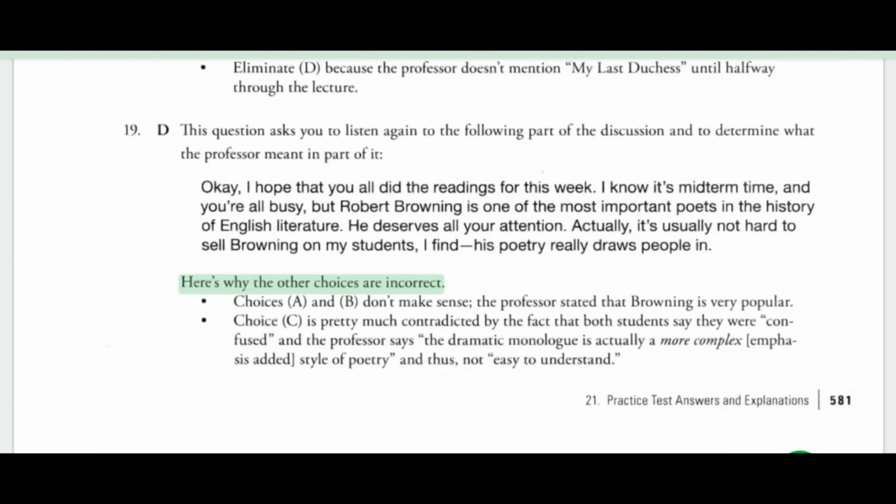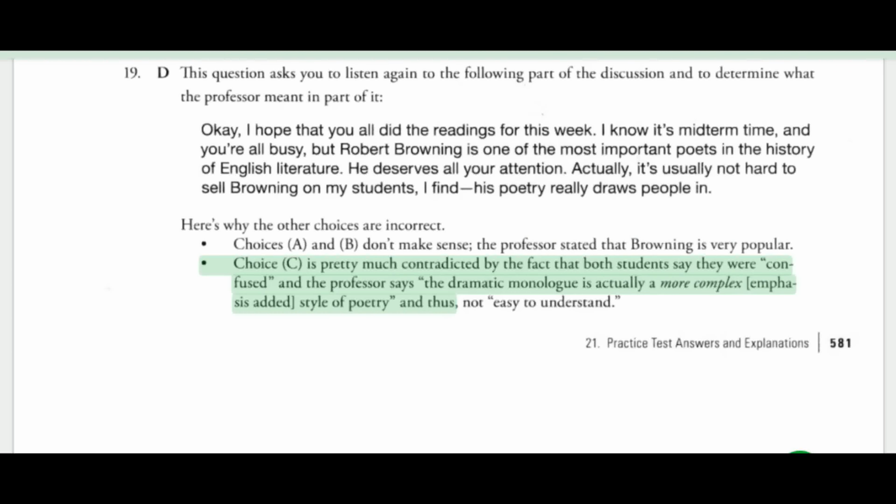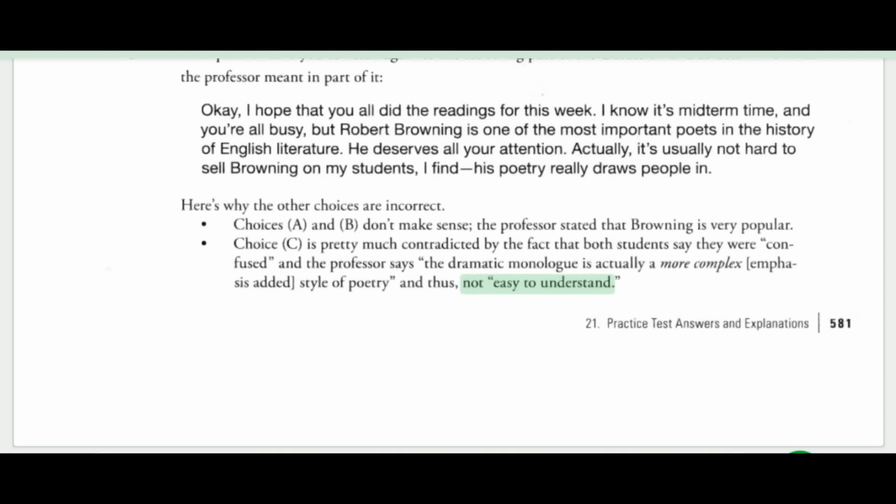Here's why the other choices are incorrect. Choices A and B don't make sense. The professor stated that Browning is very popular. Choice C is pretty much contradicted by the fact that both students say they were confused, and the professor says the dramatic monologue is actually a more complex, emphasis-added style of poetry, and thus not easy to understand.